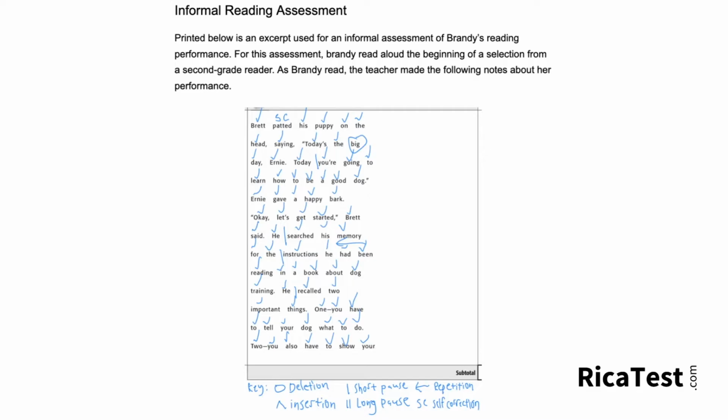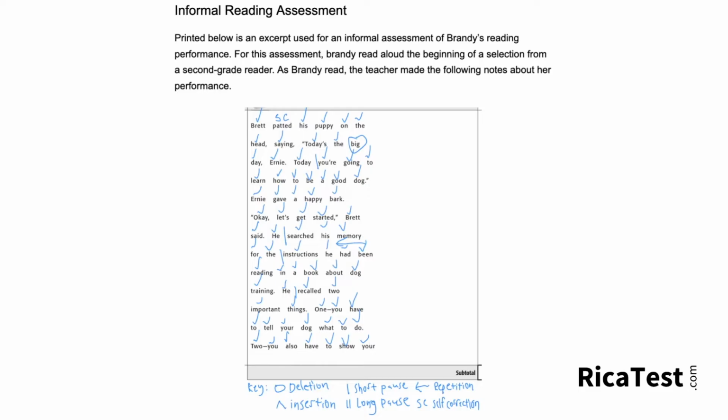Okay, next we have an informal reading assessment. It says printed below is an excerpt used for an informal assessment of Brandy's reading performance. For this assessment, Brandy read aloud the beginning of a section from a second grade reader. As Brandy read, the teacher made the following notes about her performance.